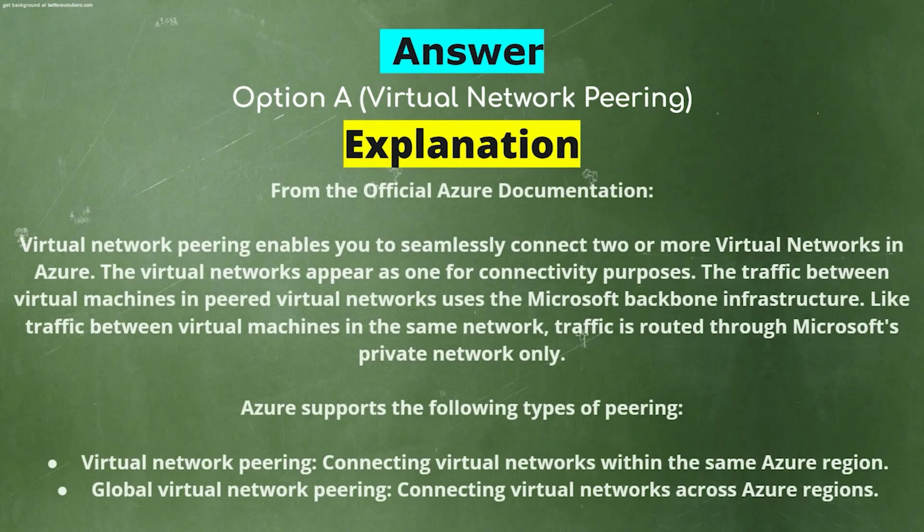Explanation. From the official Azure documentation, Virtual Network Peering enables you to seamlessly connect two or more virtual networks in Azure. The virtual networks appear as one for connectivity purposes. The traffic between virtual machines in paired virtual networks uses the Microsoft backbone infrastructure. Like traffic between virtual machines in the same network, traffic is routed through Microsoft's private network only. Azure supports the following types of peering. Number 1. Virtual network peering, connecting virtual networks within the same Azure region. Number 2. Global virtual network peering, connecting virtual networks across Azure regions.